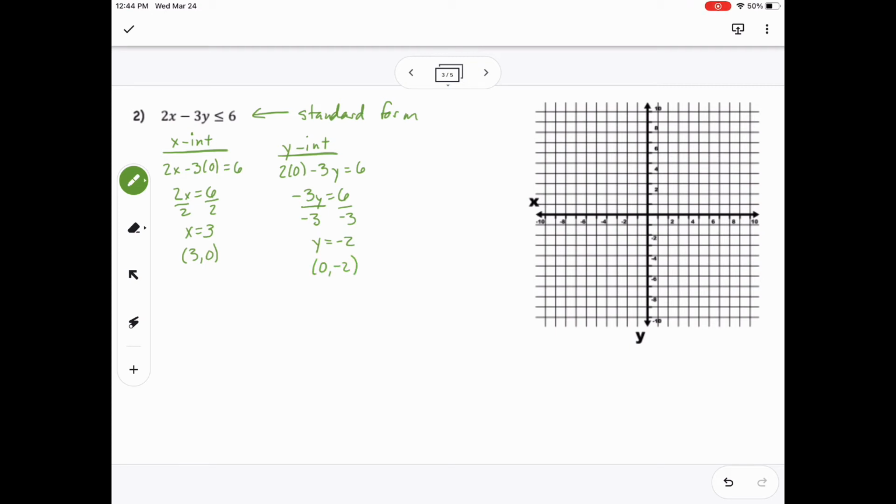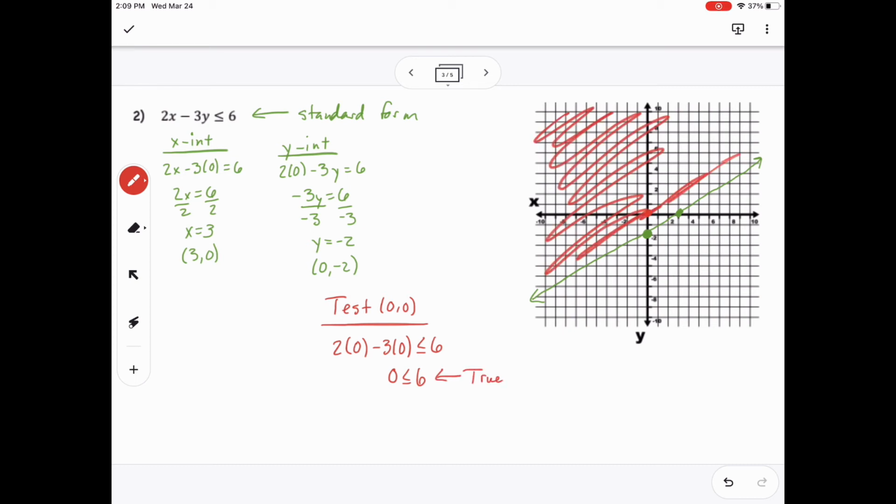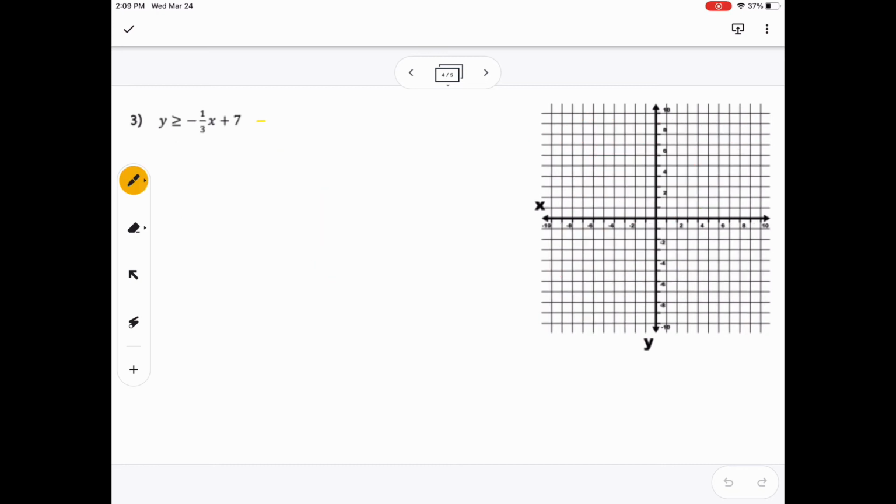And then from there, I can graph both those points. Because it's less than or equal to, it'll be a solid line for this one. And then just like we did on the last one, we're going to test the point 0, 0 to see which side we get to shade. Because it's standard form, the zeros are going to be on the same side, so the left side will be 0. And that is a true statement. 0 is less than or equal to 6, so I shade the same side that 0, 0 is on.